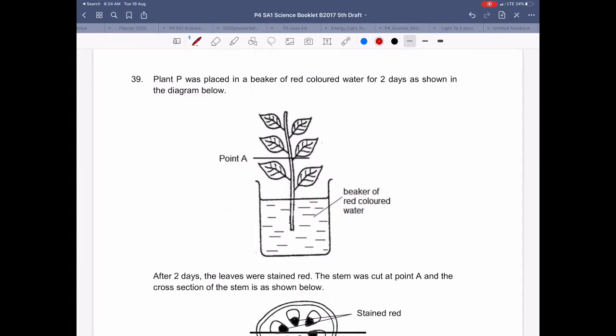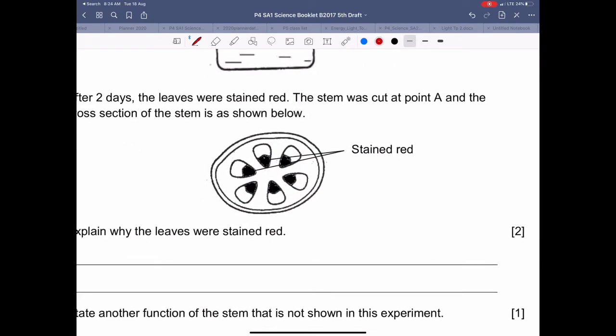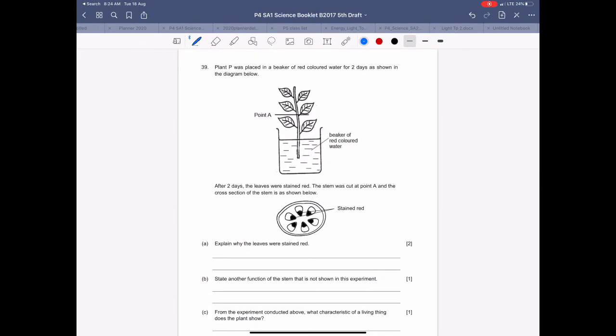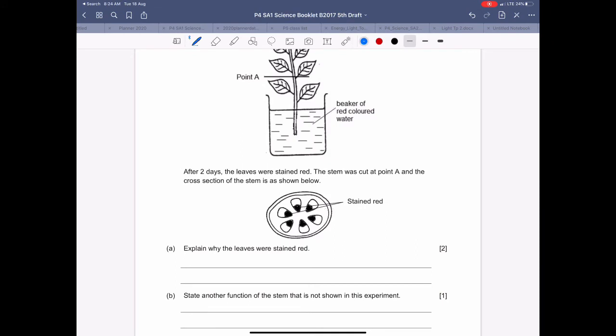Next, plant P was placed in a beaker of red colored water for 2 days as shown. After 2 days, the leaves were stained red. The stem was cut at point A, and a cross section of the stem is shown below. So I'm just going to do a very quick revision with you. One look at it, you know that this is to do with your plant parts, or plant transport system. In this case, you have your food carrying and your water carrying tube. The one that is outside is your food carrying tube.